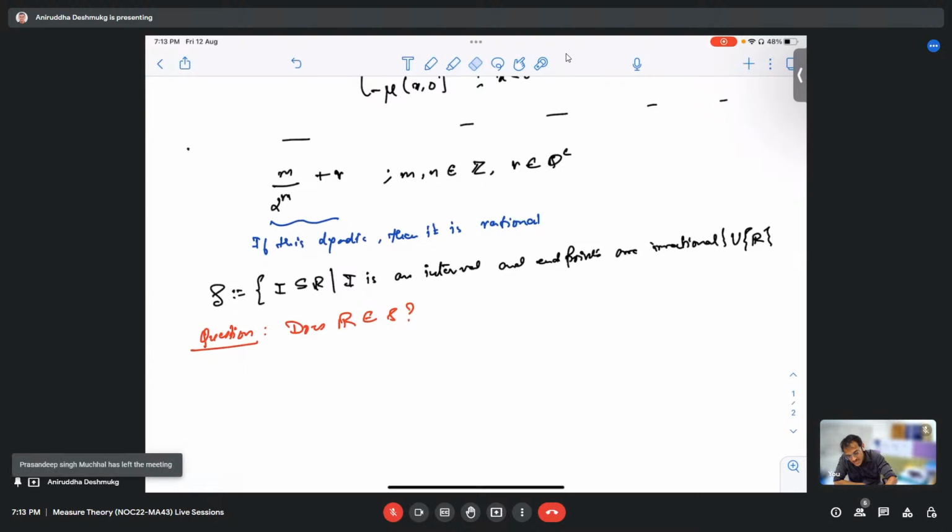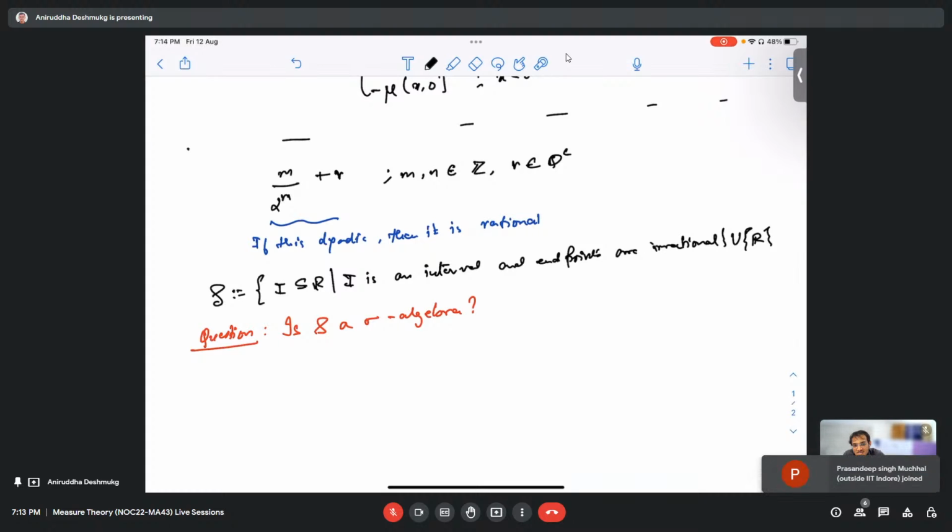Now does S form a sigma algebra? So again the question is, is S a sigma algebra? What do you think? Are you sure? Why is it a sigma algebra? Again let us see what all things we have to check. Boundary points are also included, sir. Yeah, that is okay.